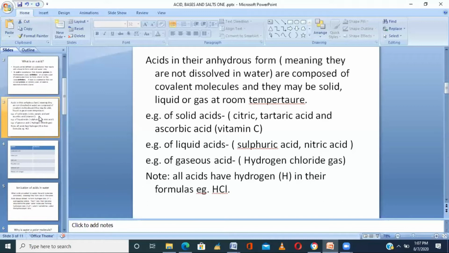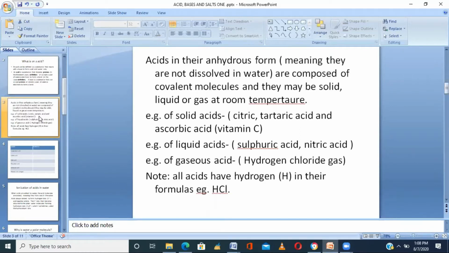So I have here some examples of acids. We have solid acids, liquid acids, and gaseous acids. Examples of these would be citric acid, tartaric acid, and ascorbic acid, which is vitamin C. Now, these acids can exist in a solid form, a crystalline solid form. And it's important to know that, for example, the vitamin C tablet that you take is in solid form, right? In terms of a liquid acid, you have seen it before, sulfuric acid and nitric acid in the lab. And a gaseous acid would be hydrogen chloride gas, which is hydrochloric acid, but in a gaseous form.